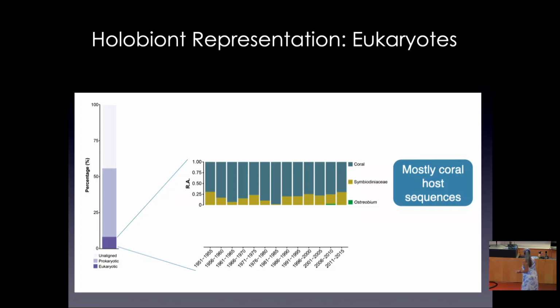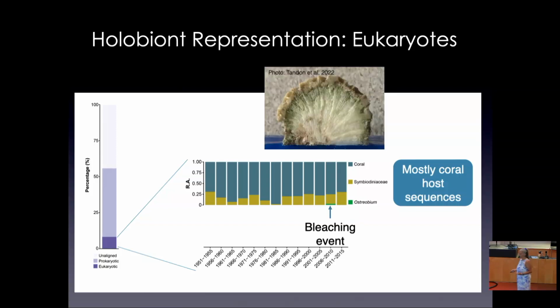And this little blip of Ostrobium data is really exciting, because 2005 and 2010 were the two last really bad bleaching events in the Caribbean until this year, and we are picking up signatures of that in the record.